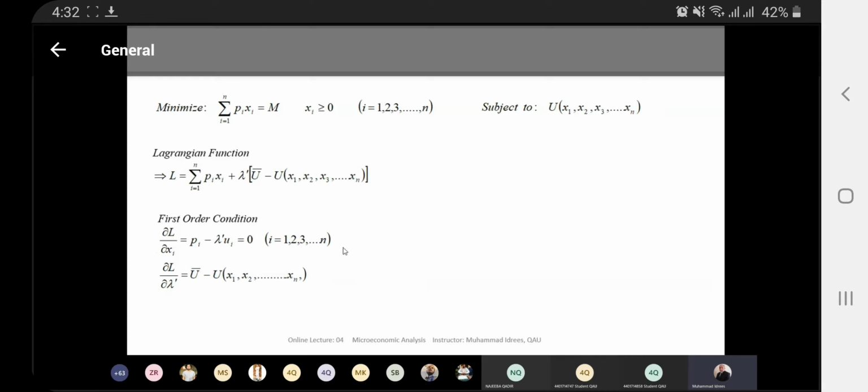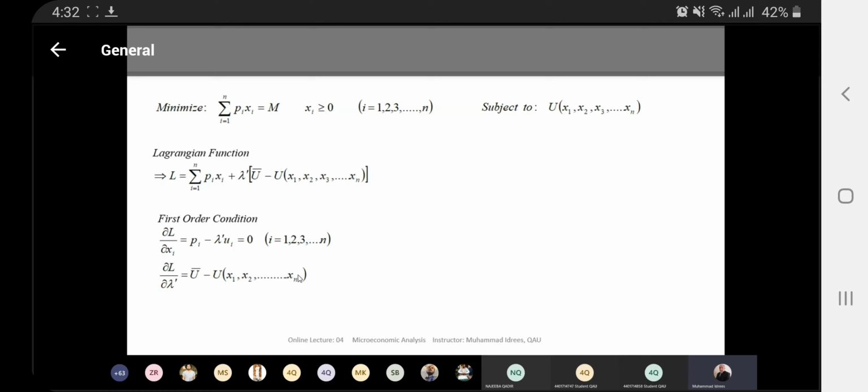How many equations will you have here? It depends upon how many commodities there are. If there are two commodities, you will have two equations. If there are three commodities, you will have three equations. For the time being, we will have n equations because we are saying that there are n commodities. After differentiating the Lagrangian function with respect to each x_i and putting them equal to 0, we take the derivative of the Lagrangian function with respect to lambda, and that will also be put equal to 0.